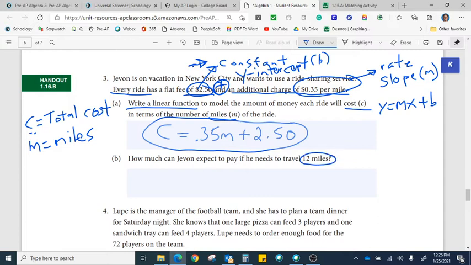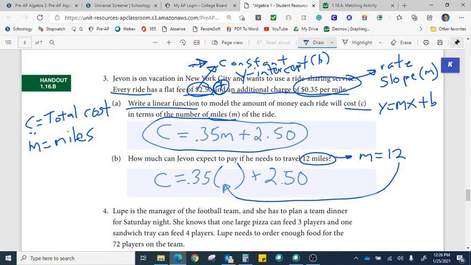All right. How much can Javon expect to pay if he needs to travel 12 miles? Okay, well, what is miles? Miles are represented by M, right? So we're going to say M equals 12. So we take that same equation, 0.35 multiplied by M, plus 2.5, and I wrote the parentheses there because what I'm going to do right now is erase M, because right over here, that is what M equals. So M equals 12.